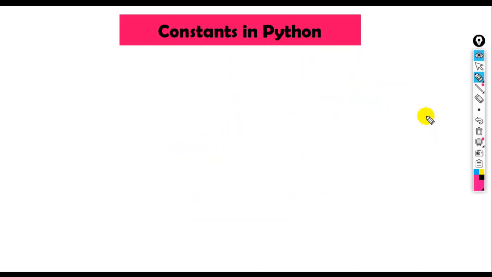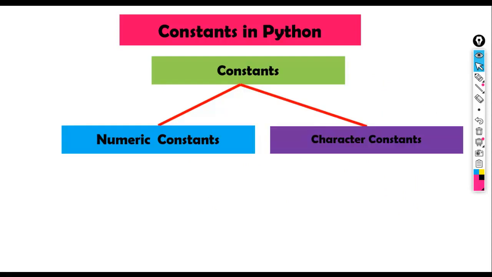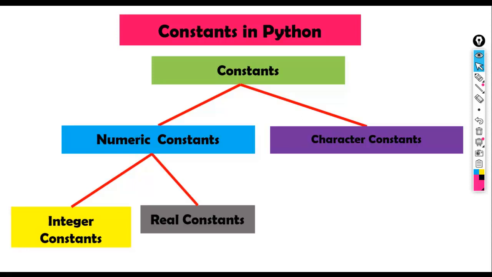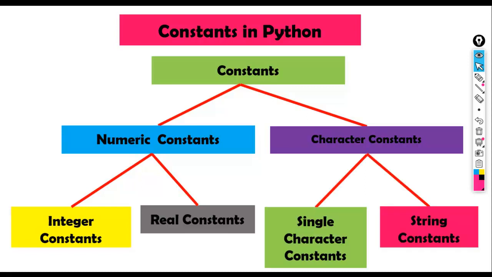Python supports several types of constants: numerical constants and character constants. Numerical constants can be integer constants or real constants, also called floating point constants. Character constants can be single character constants or string constants. Please remember, Python doesn't have a character constant. In Python, if you write a single character, Python will consider it as a string. So let me show you this practically. Let's jump to Jupyter Notebook.